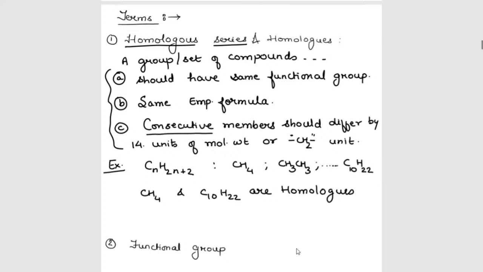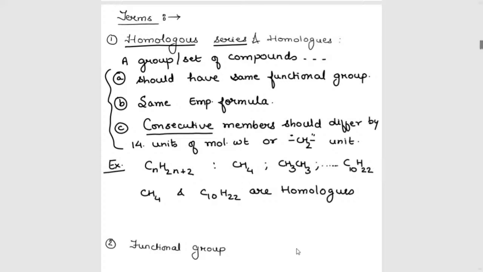For the word homologue, you need to have at least two molecules in the question because it is a relationship, a condition between two different molecules. So whenever they ask which are the homologues, you need to have two molecules. You check these conditions. If those two molecules lie anywhere in the series, then you have to say, yes, they are homologues.